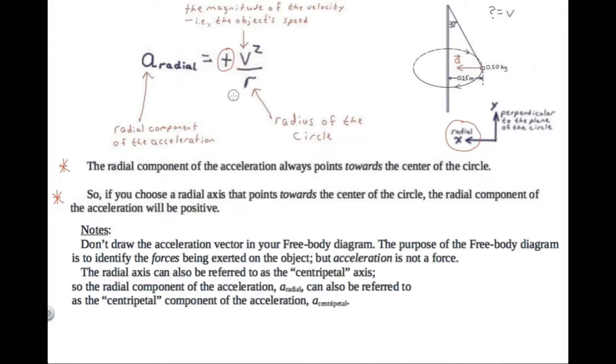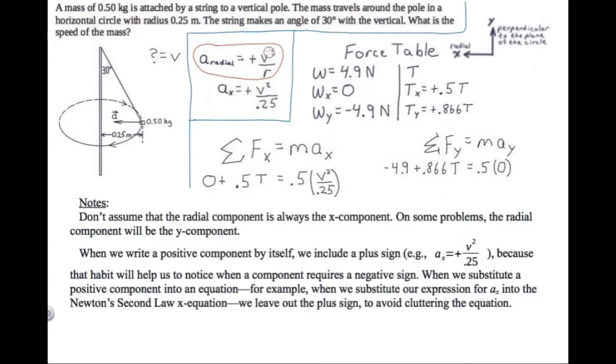We've discussed that it's a good idea to include a plus sign in front of a positive component. So, as a beginning physics student, you should choose a radial axis that points towards, rather than away from, the center of the circle, so that the radial component of the acceleration will be positive. Now we can substitute into this equation.